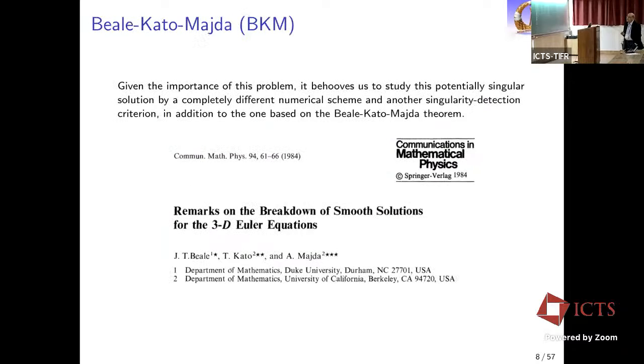So this brings me to the motivation of this talk. Given the importance of this problem, in fact, Uriel would keep on bugging me about this. He said, look, how do we know they're right? So it is important to study this potentially singular solution by completely different numerical schemes and another singularity detection criterion. By what do I mean by another? They use the one which is based on this celebrated theorem by Beale, Kato, and Majda, which is remarks on the breakdown of smooth solutions. I will tell you what this criterion is as we go along.